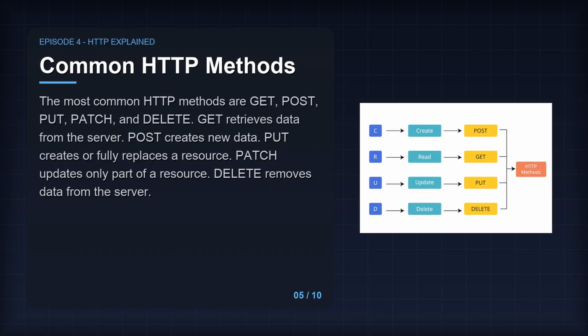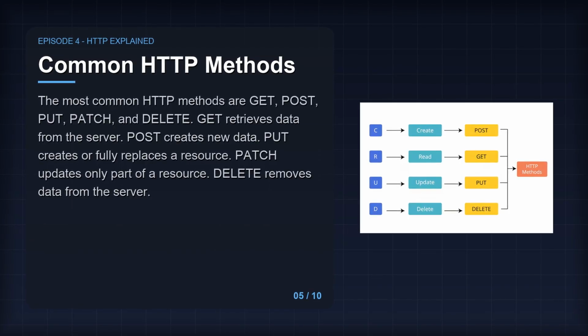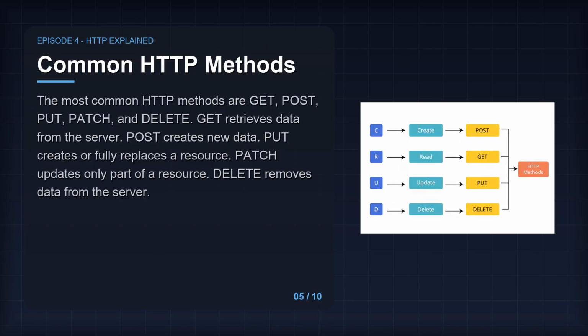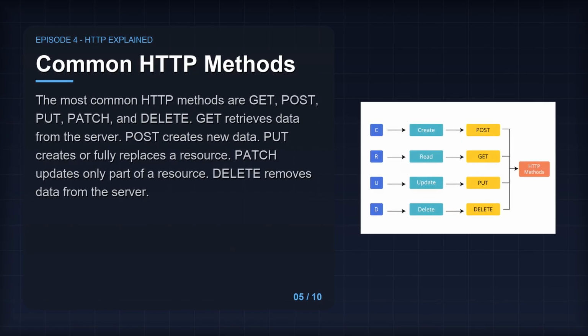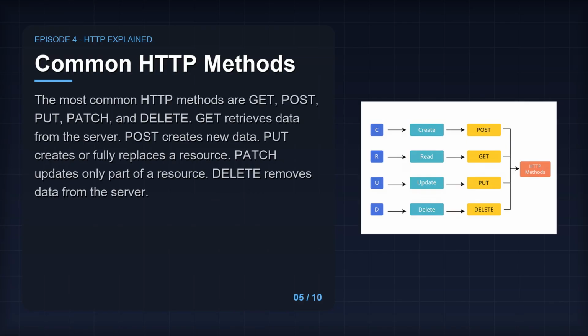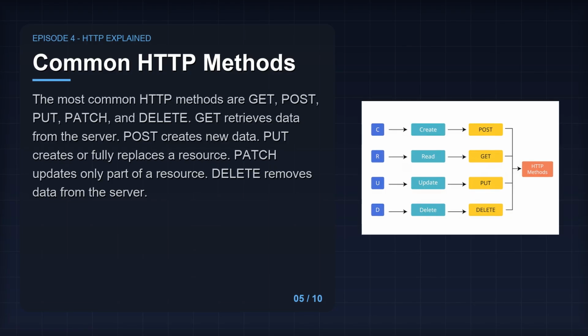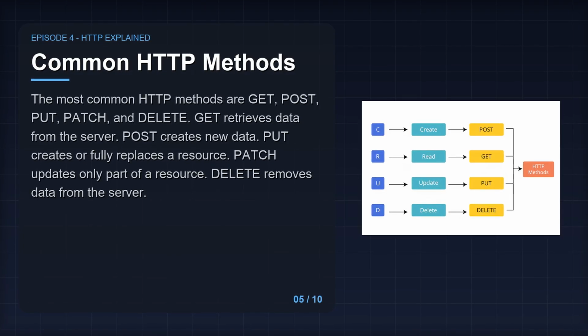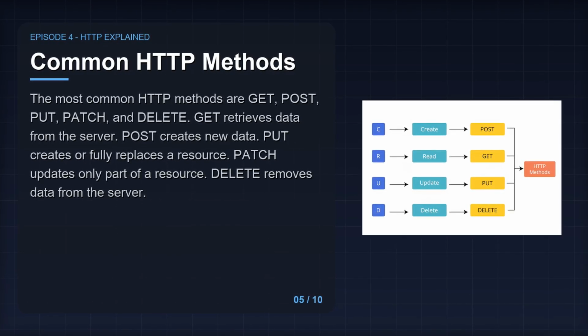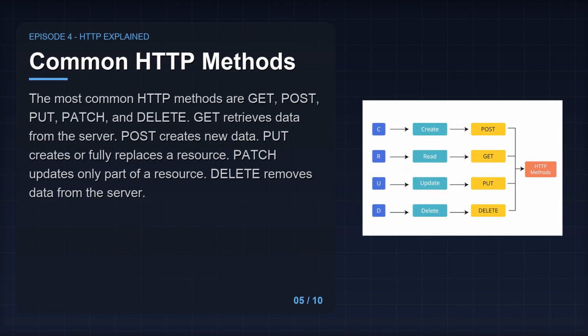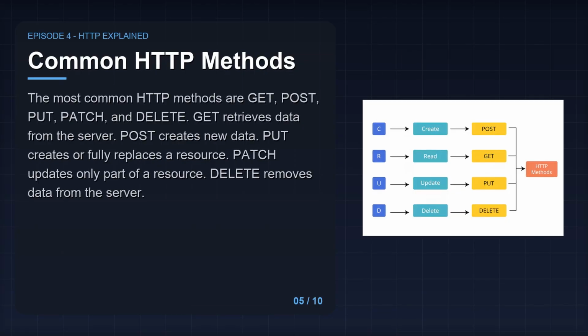The most common HTTP methods are GET, POST, PUT, PATCH, and DELETE. GET retrieves data from the server. POST creates new data. PUT creates or fully replaces a resource. PATCH updates only part of a resource. DELETE removes data from the server.